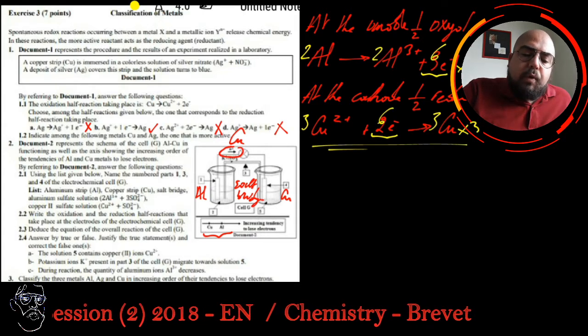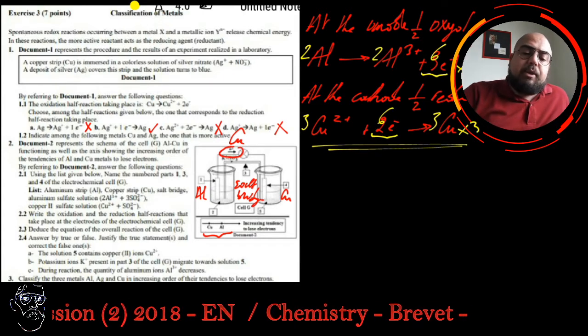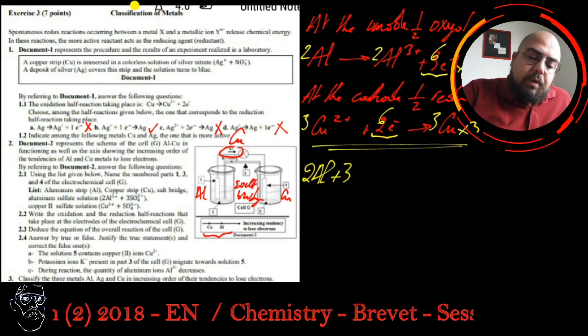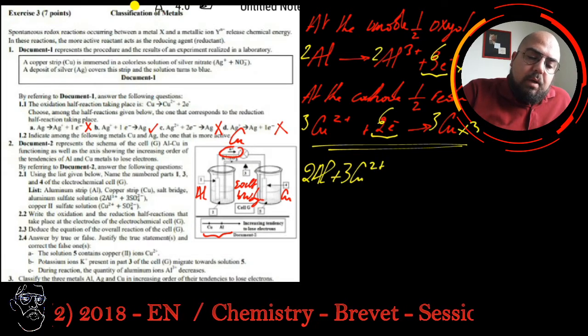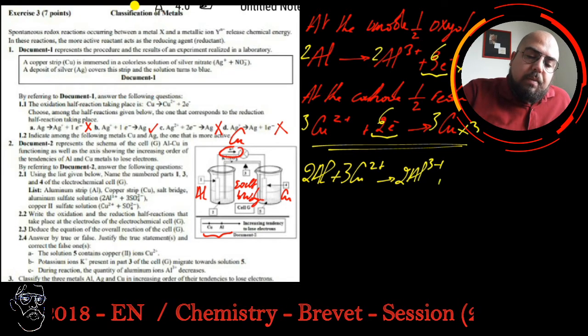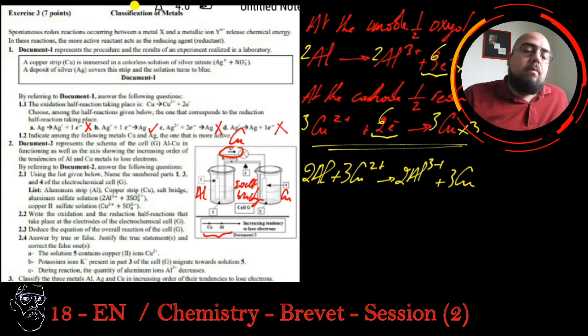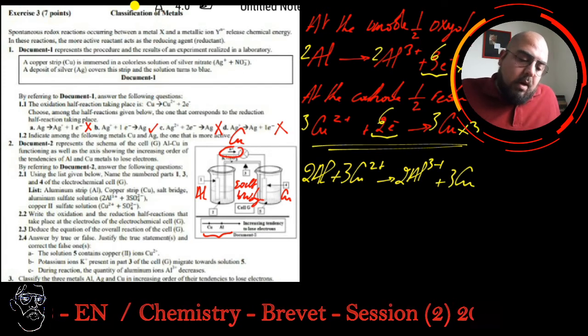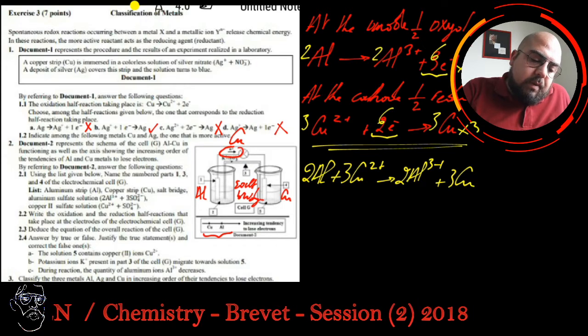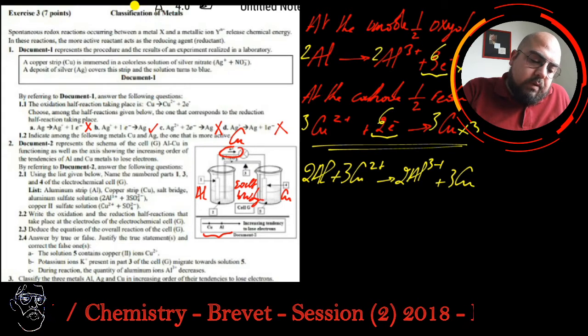So for the overall equation, you should simply add these two equations. It will be 2Al plus 3Cu2+ gives you 2Al3+ plus 3Cu. This is the overall equation. Answer by true or false. Justify the true statements and correct the false ones.